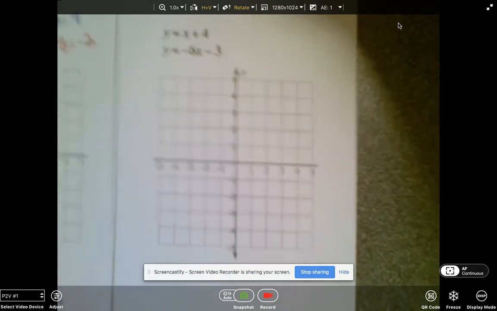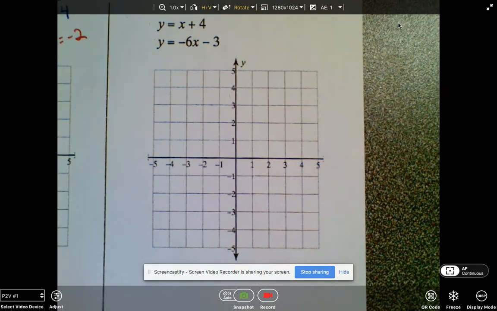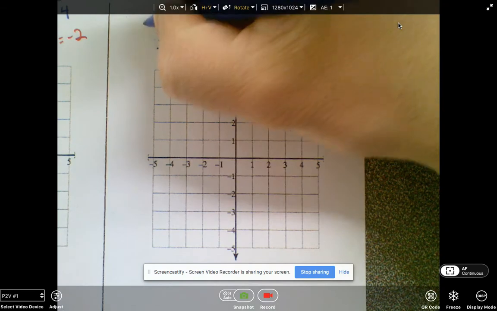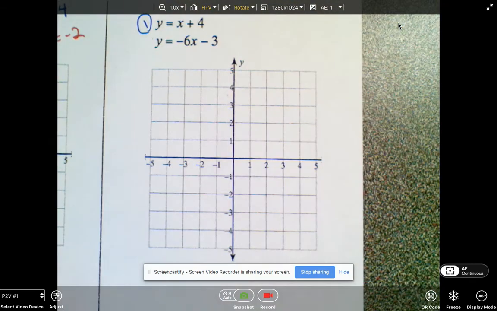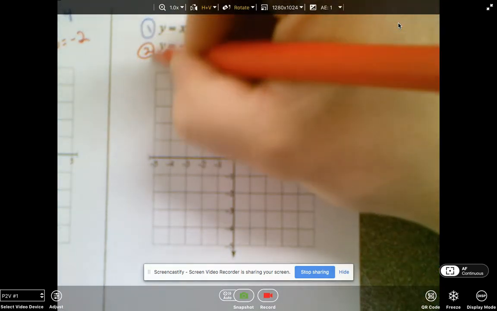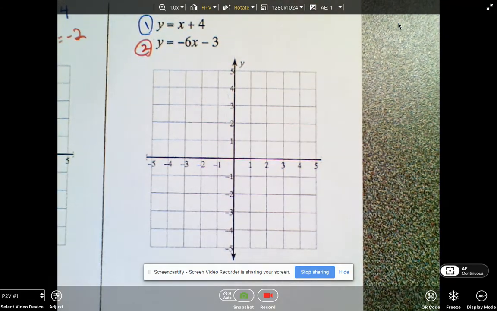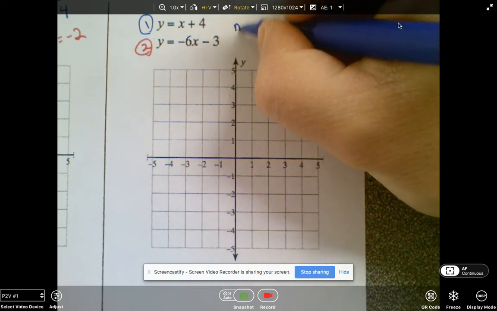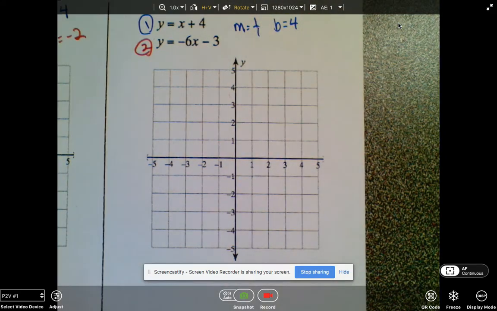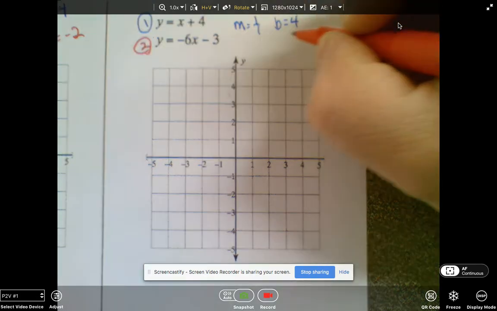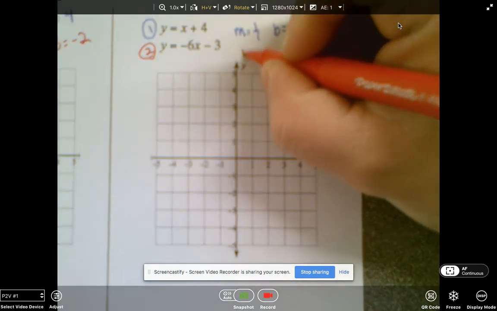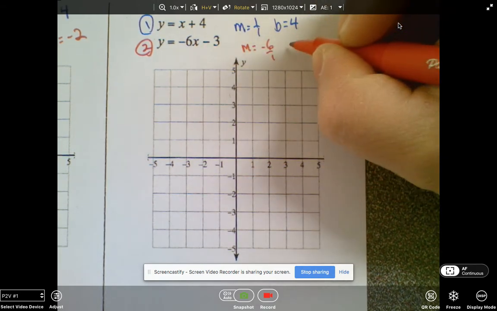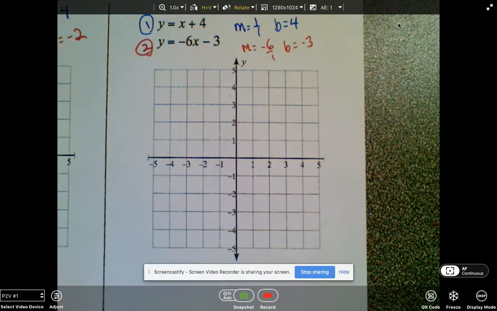In the second graphing example, why don't we call this one again equation 1, equation 2. This time I'll give you your m and your b. So here your b value is 4, and your slope is 1/1. How about for the second one? Can someone tell me the slope and the y-intercept? -6/1, and b equals -3. Alright, I'll pause the video here. If you and a friend could try to find the solution, that would be great.